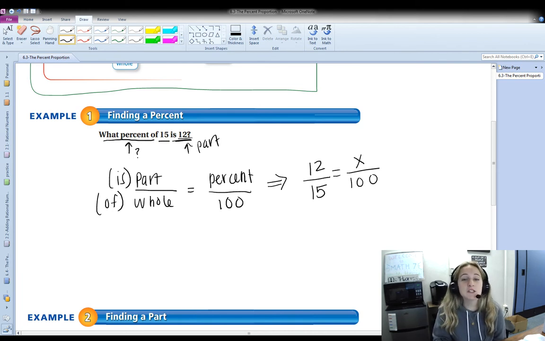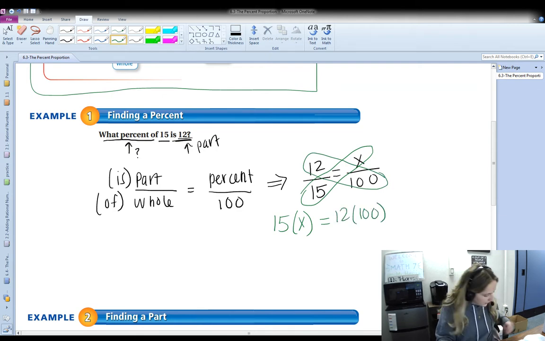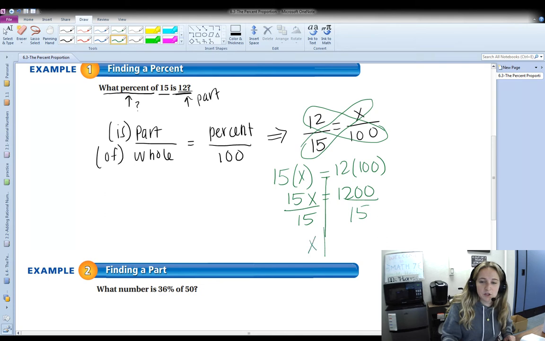Now, there are a couple different ways you can do it. But the one way I'm going to recommend, since we just got out of the chapter with cross product, is to solve using cross product. So you're going to multiply 15 times x together equals 12 times 100. Okay, and that is going to give you 15x equals 1200. And then from there, you're going to solve for P, which is the percent, or we have it written as X. You're going to divide by 15 in order to do this.